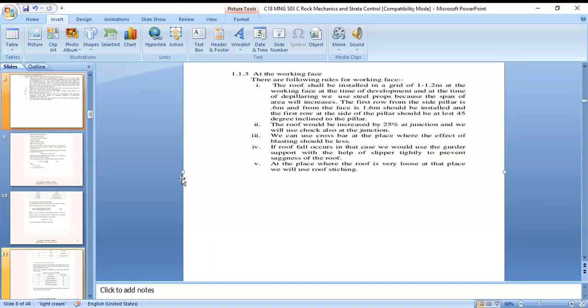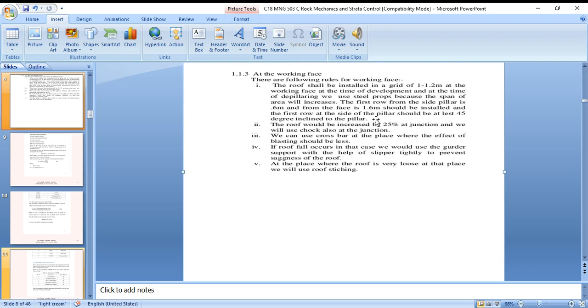At the working phase, there are following rules. The roof shall be installed in a grid of 1 to 1.2 meters at the time of development. At the time of depillaring, we use steel props because the span of the area will be increased. The first row from the side pillar is 6 meters, and from the face, 1.6 meters.